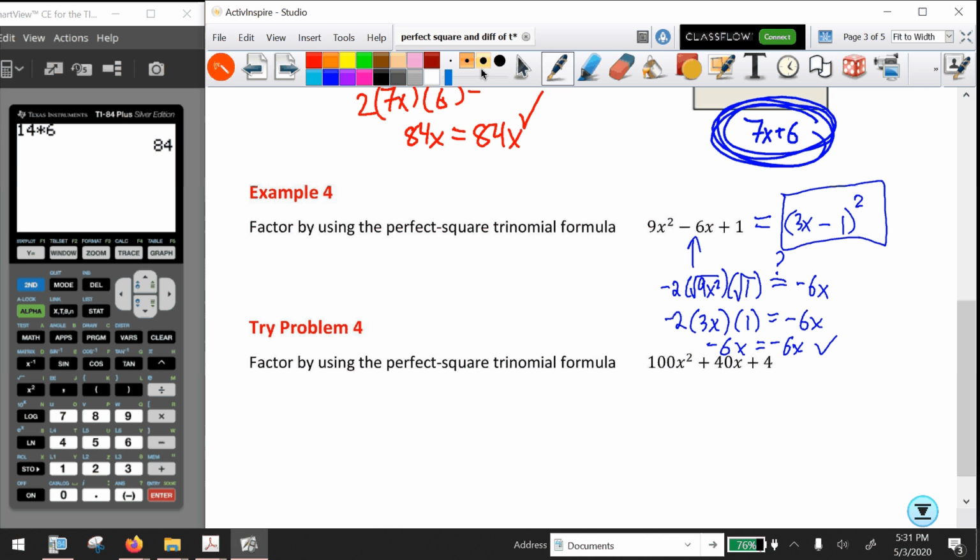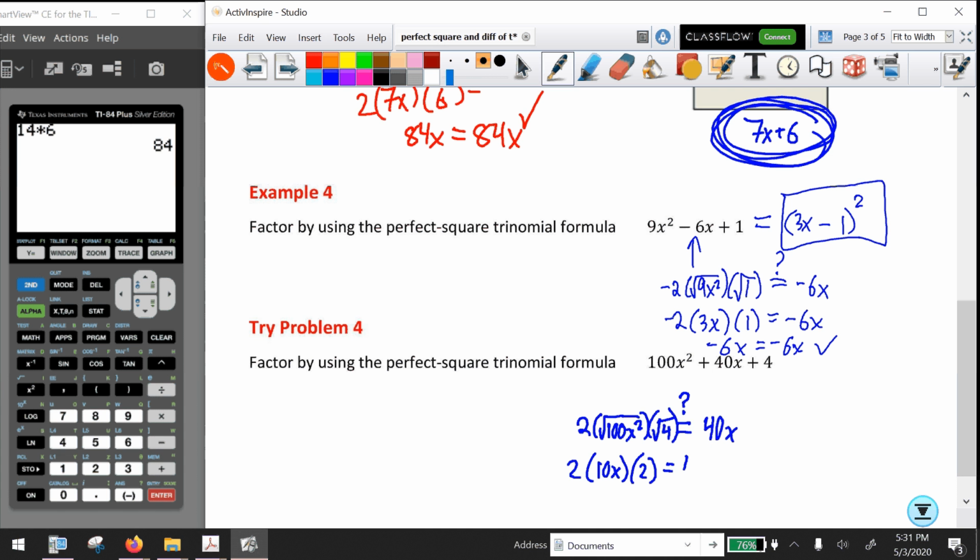The first thing you really want to do is to never assume that it's a perfect square trinomial. You have to, in fact, verify first that it follows that format. What we're testing is that middle term, 40x, is it equal to 2 times the square root of the first term multiplied by the square root of the last term. The square root of 100x squared is 10x. The square root of 4 is 2.